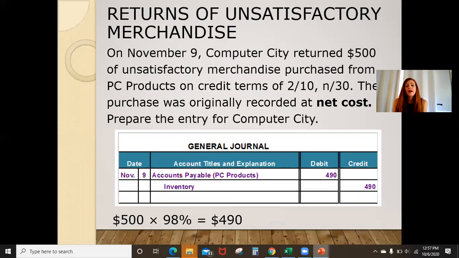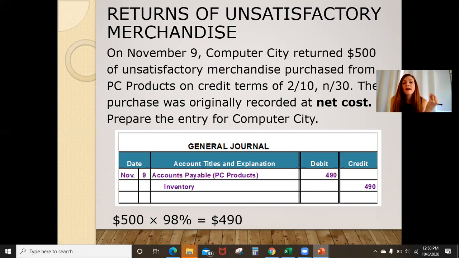So that is the discounts. But what if we returned some of the goods? Some of the merchandise that we had ordered, we decided to return. So on November 9th, remember we purchased it on November 3rd. November 9th, Computer City returned $500 of unsatisfactory merchandise purchased from PC Products with those credit terms of 2% 10, net 30. The purchase was originally recorded at net cost. So prepare the entry for Computer City.